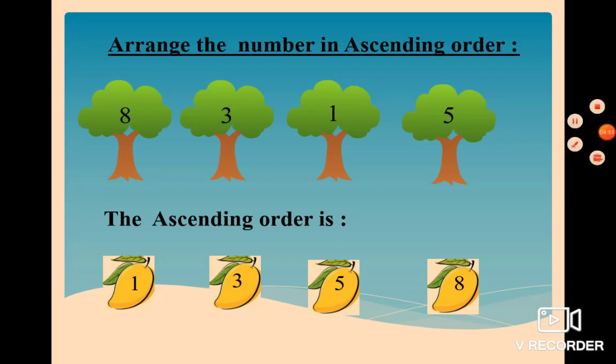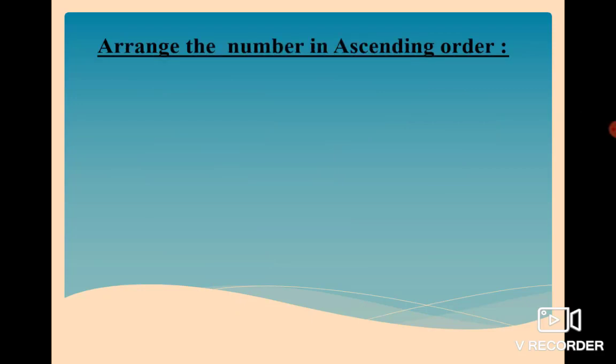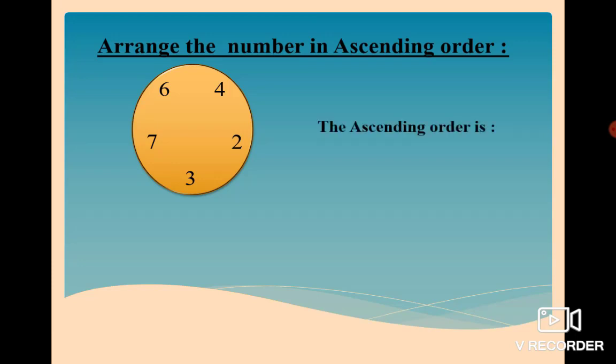Let's see one more example here. Arrange the numbers in ascending order. Here we have circles with the numbers. We have to arrange in ascending order in the given box. Okay. Which is the smallest number here? Look at the numbers first. We have 6, 4, 2, 3 and 7. Which is the smallest number here? 2 is the smallest number here. Yes, 2 is the smallest number here.